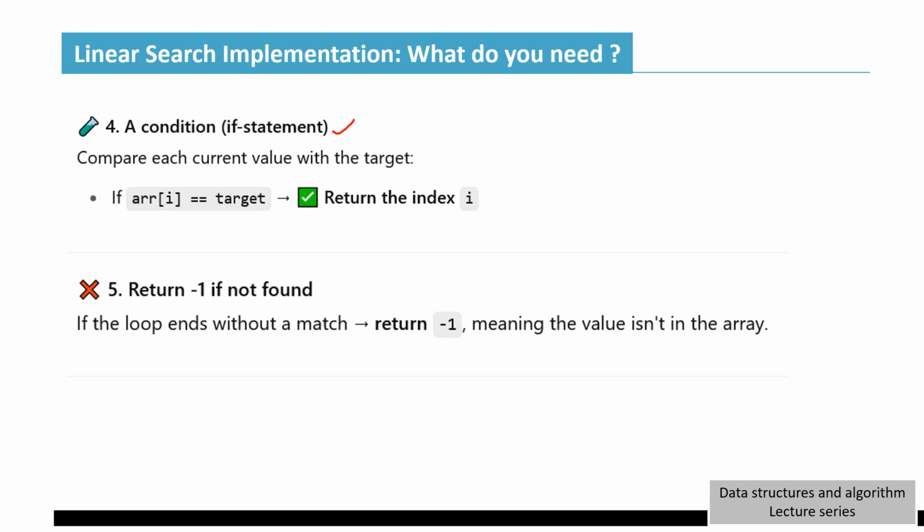Next, the fourth is a condition, an if-else-if statement. Compare each current value with the target. So this is that statement: if arr[i] equals target, then return the index i. And finally, if all the elements are searched, return -1 if not found. If the loop ends without a match, return -1, meaning the value is not in the array, that is, no value found.